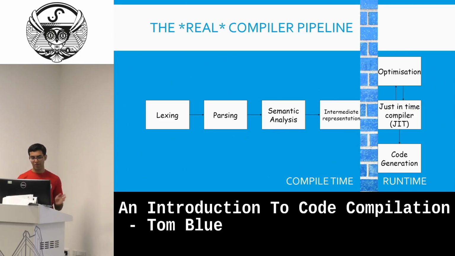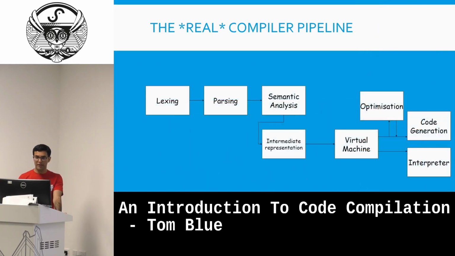So everything before the blue wall happens at compile time. Everything after happens at runtime. And during runtime, the just-in-time compiler will apply optimizations and do code generation just before instructions are executed. This has the added advantage that, with the context of what's happening right now, you can apply optimizations which you otherwise couldn't, which can sometimes lead to more efficient code. Oftentimes not, but sometimes if there is context during runtime that the compiler can use, it can result in more efficient machine code being generated.